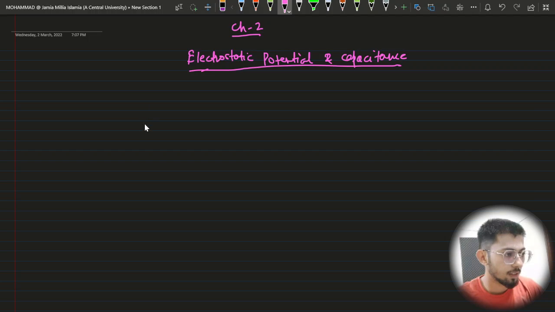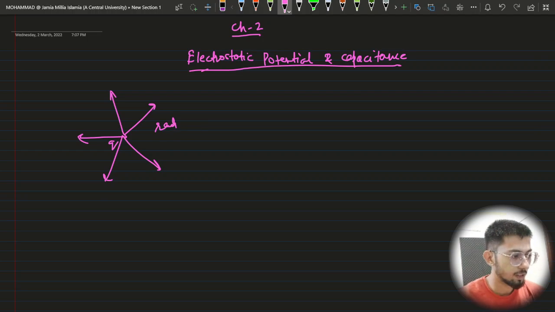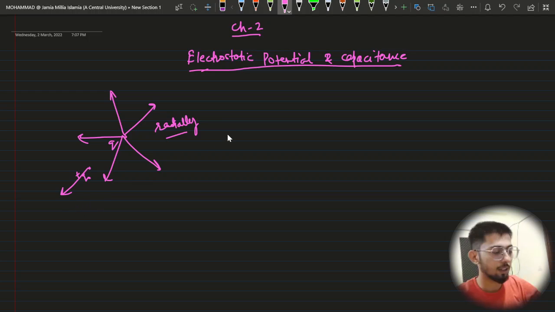So if this is some charge Q, this is the electric field of a point charge, right? It is radially outwards, spherically symmetric. So at any point inside this field, another charge would experience a force, right? That is what an electric field is. Any charge put into the electric field would experience some force, depending on the polarity of charge.